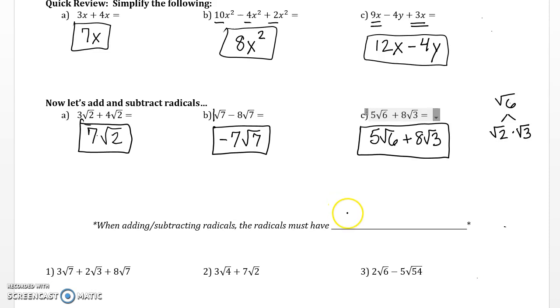The underneath part, under that square root, is what we're looking for in terms of being like radicals. If we have just a number, that's great. The numbers need to match. If we have variables under the radical, then the variables and their exponents need to match. So it's just like having like terms under a radical to be considered like radicals.